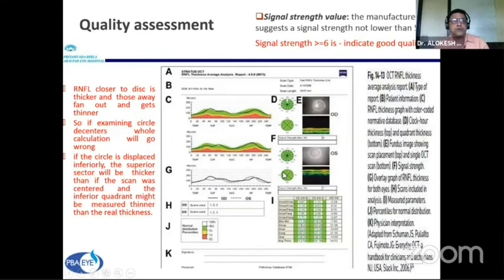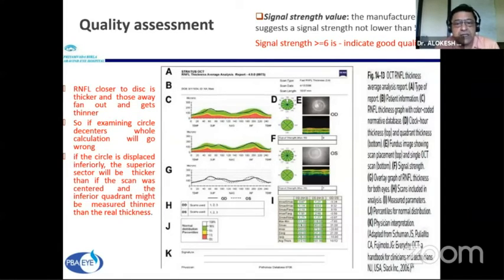One of the most important things we must remember is the signal strength value, which tells us the quality of the OCT that we have performed. A signal strength of 6 indicates good quality in a time domain OCT. In a spectral domain OCT, for example the Spectralis, a signal strength ratio of about 15 or more indicates a good quality scan.